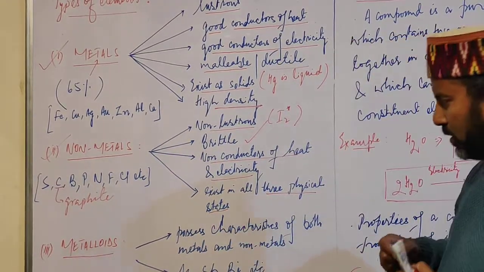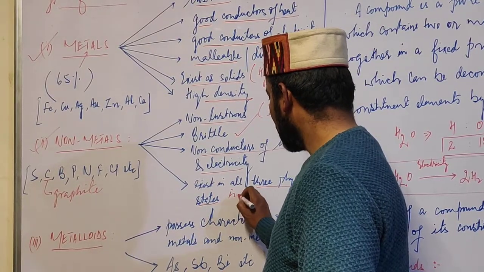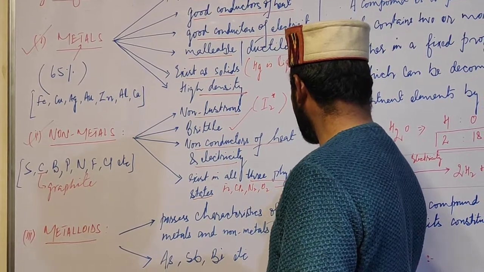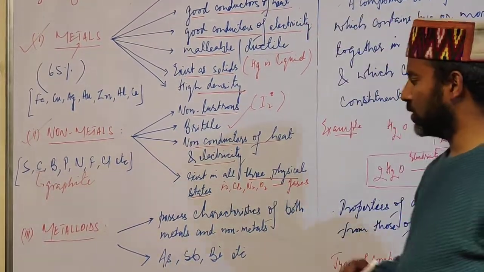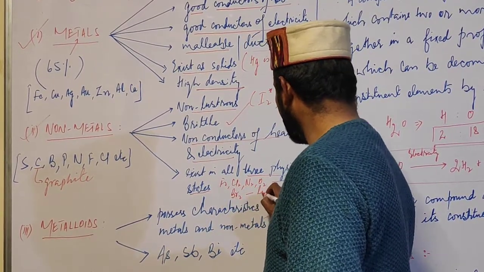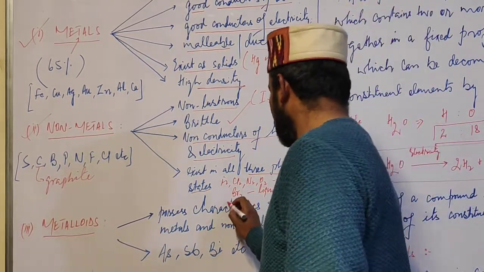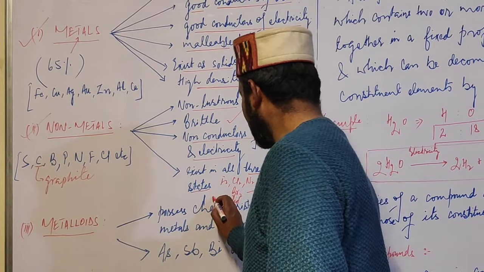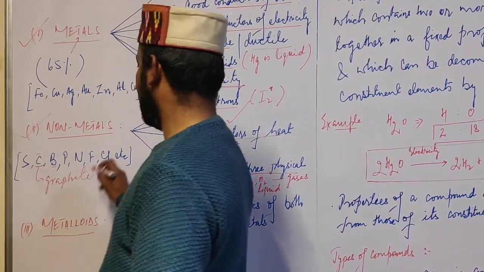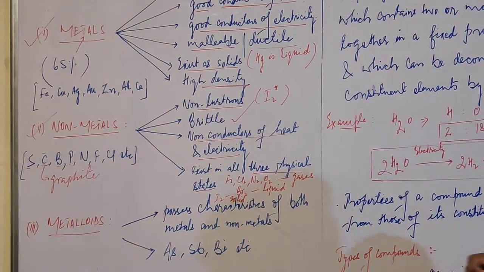Now, here let me give you some examples. We have non-metals like fluorine, chlorine, we have nitrogen, we have oxygen, which exist as gases at room temperature. Then we have non-metals such as bromine, which is liquid at room temperature. And then we have iodine, which is solid at room temperature. And there are other non-metals also, like boron, carbon, sulfur, phosphorus. They all are solids at room temperature.